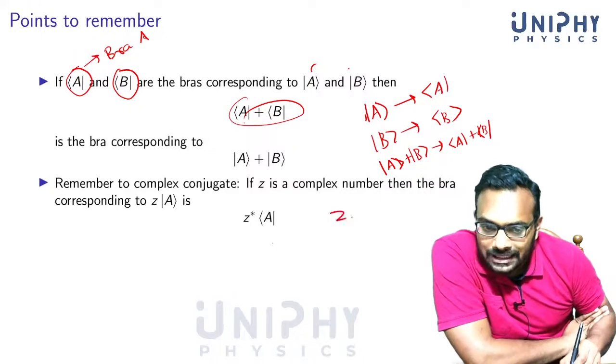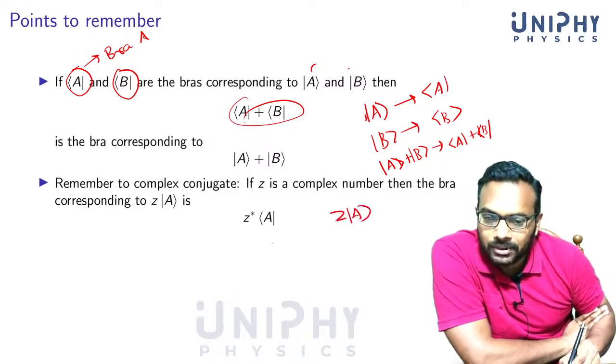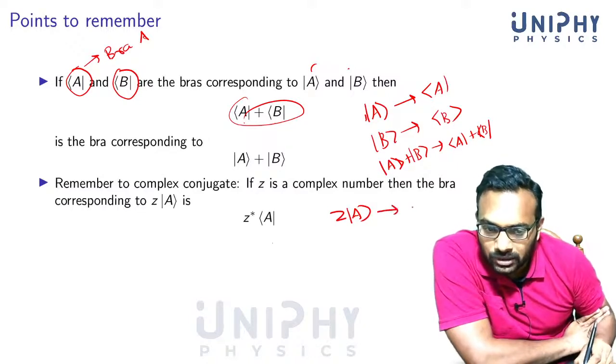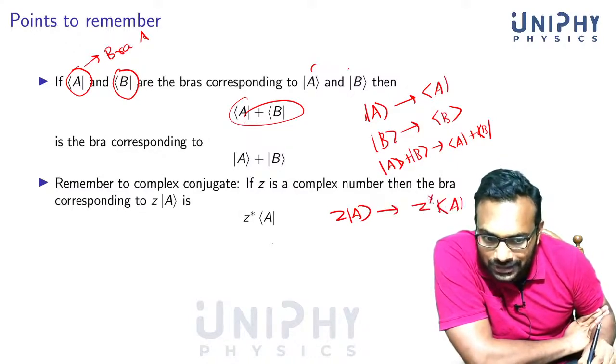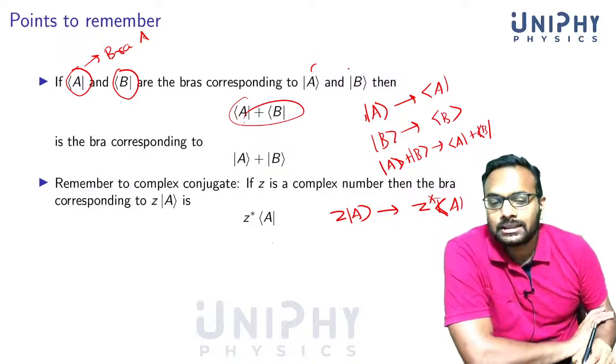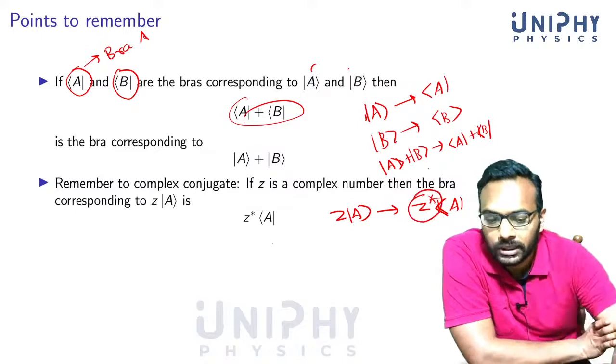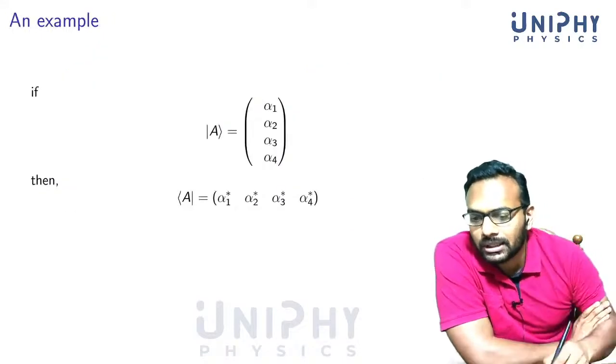So if there is a number here, if ZA is the ket vector, then the corresponding bra vector is not ZA, it is Z star A. So when you go from ket to bra, there is an extra complex conjugation. Numbers have to be complex conjugated. Okay, we'll look at an example.